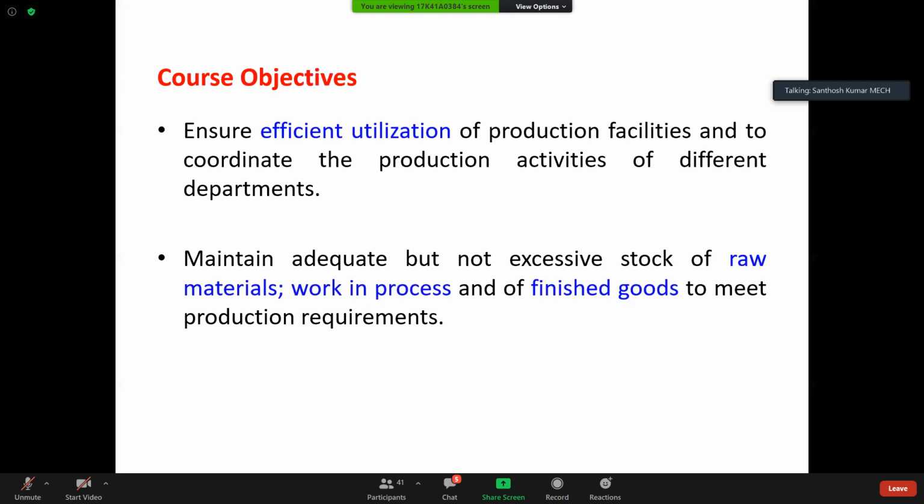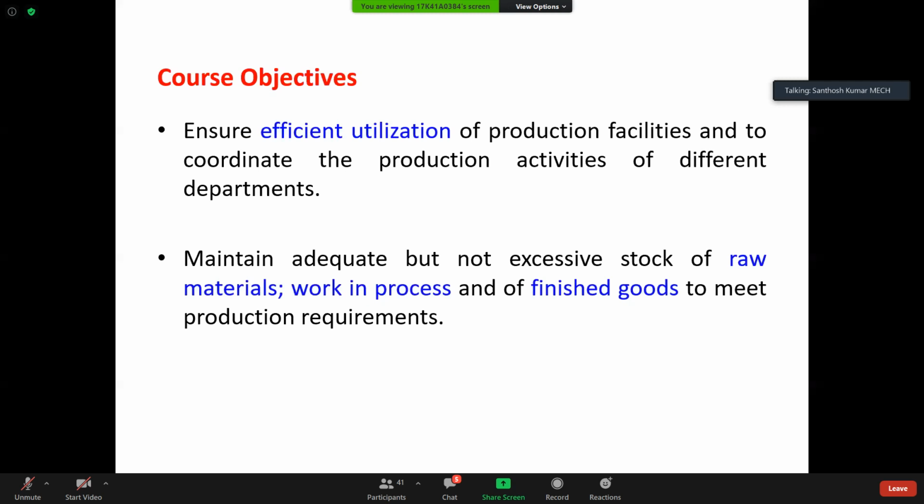Generally any company has these 6 departments, and they should have proper coordination. That's why I mentioned efficient utilization. The next one is to maintain adequate but not excessive stock of raw materials, work in progress, and finished goods to meet production requirements. Okay.